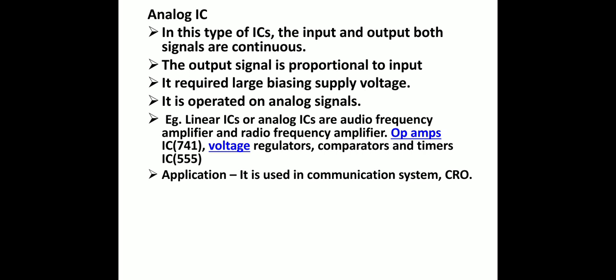It is used as an audio frequency amplifier. It is used as a radio frequency amplifier. Other examples of analog IC are op-amp IC741, voltage regulator, comparators, and timer 555. Analog ICs are used in communication systems and CRO. CRO means cathode ray oscilloscope. It is an electronic instrument used to measure voltage and time period.